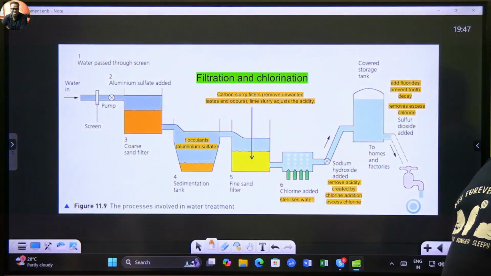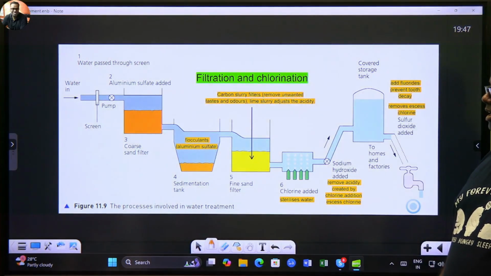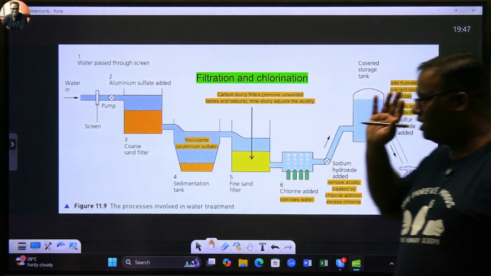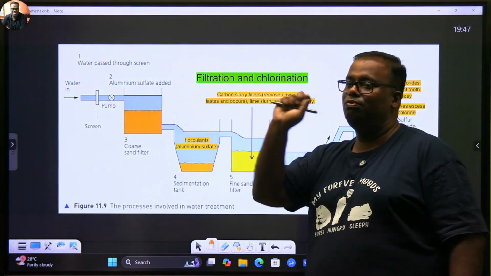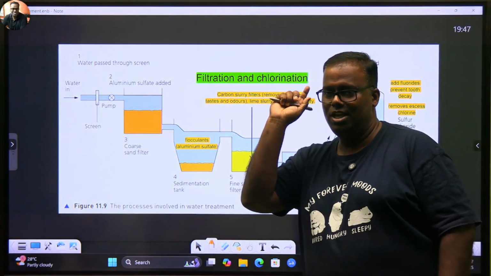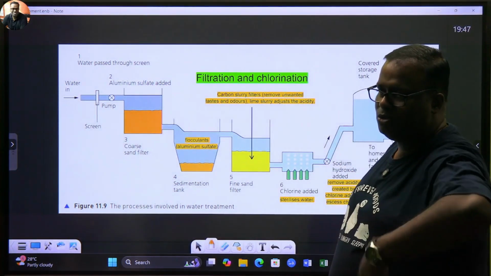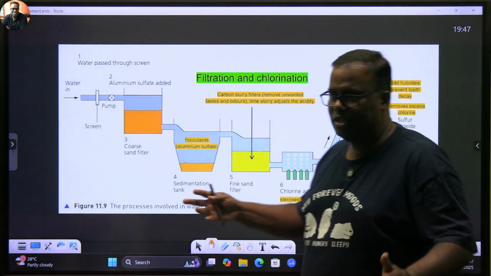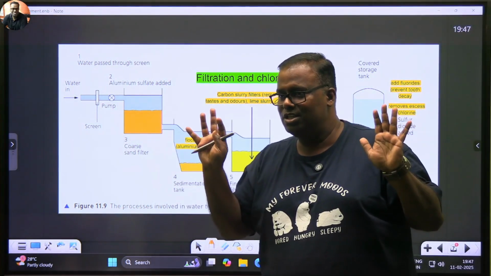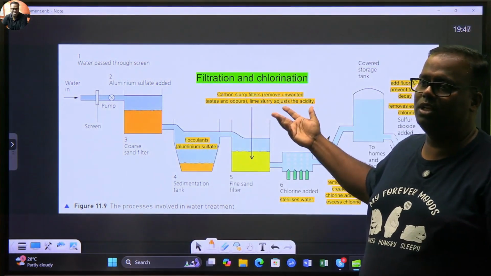Now let's see water filtration. Filtration is to be understood under this heading: filtration and chlorination. Our first job will be to filter the water, and next job will be to chlorinate the water. Filter is to remove all impurities. Chlorination is to kill all the germs.